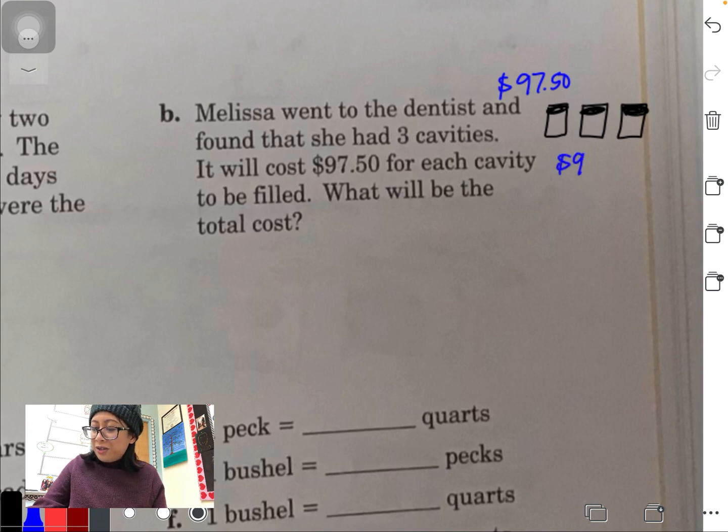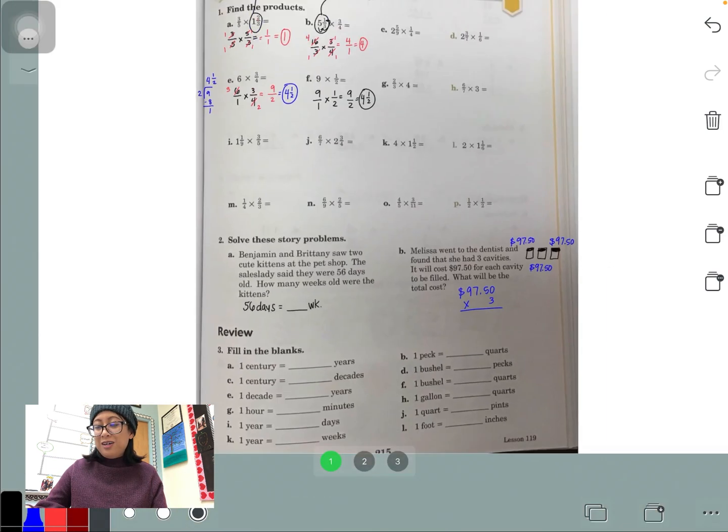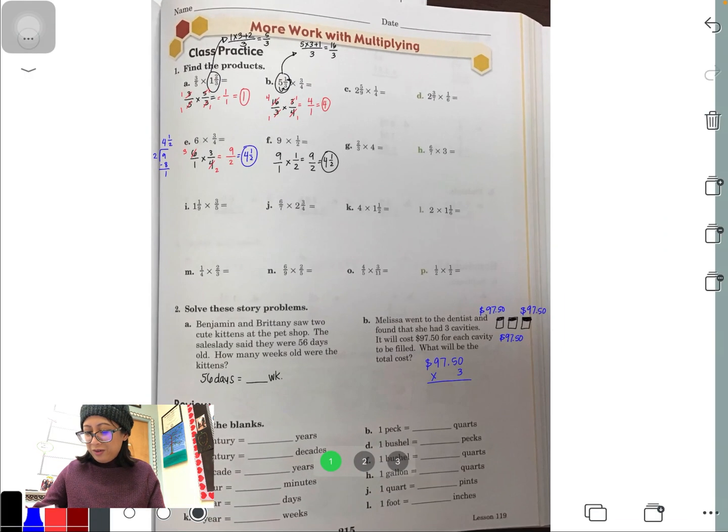And then you've got another $97.50. Oh my word, that's over $200 already. And then 1 more to fill. So instead of doing $97.50 plus $97.50 plus $97.50, I'm going to do $97.50 times 3, because you've got 3 cavities to fill. You can solve that on your own, and then at our Zoom meeting, you can definitely share your answer. Oh, Melissa. Oh, my word.